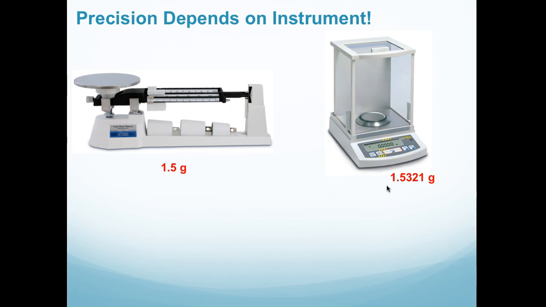Okay, so the reproducibility of that measurement is going to depend on, well, what tool I use to take that measurement. So if I have something like a triple beam balance, when I record my value, I can say 1.5 grams. Now, if I have an analytical balance and I weigh something, it's going to spit out this much longer number. So now I can say 1.5321 grams.